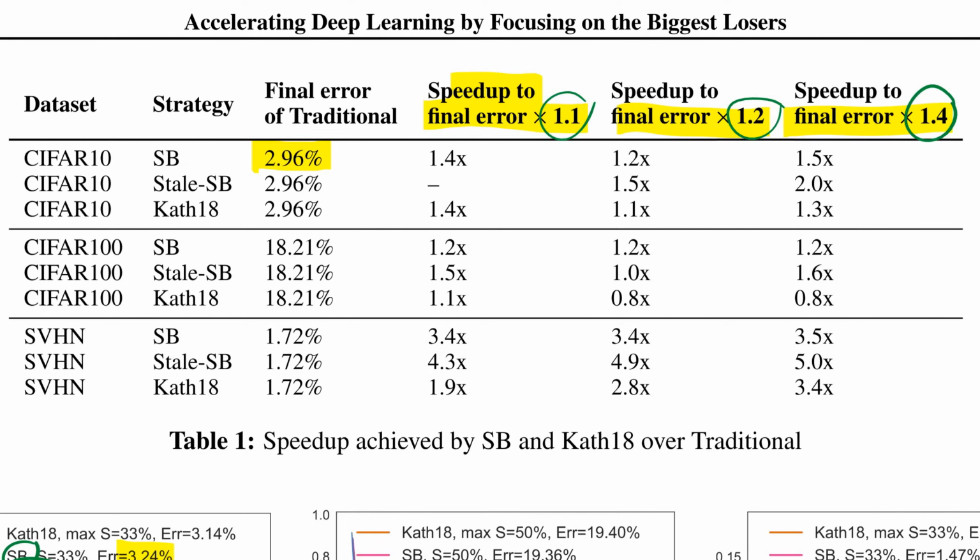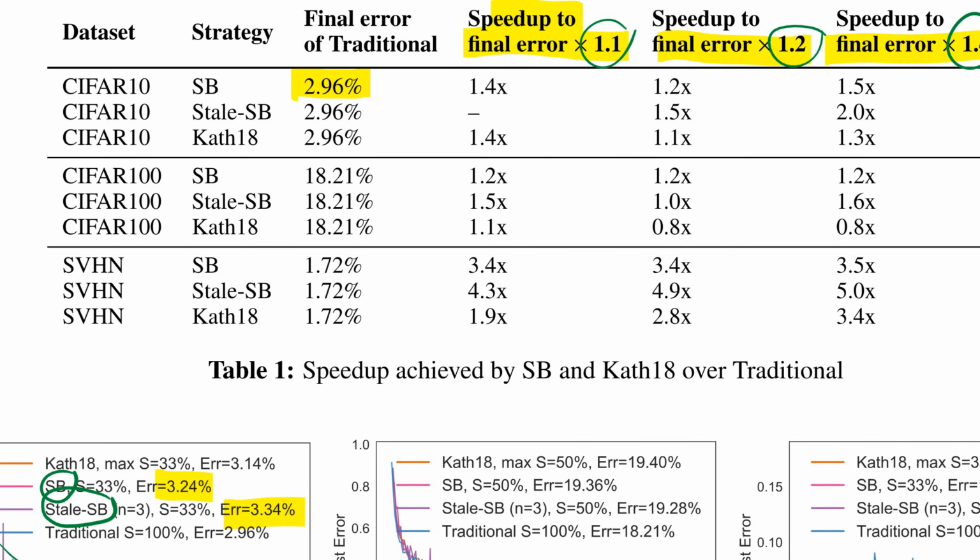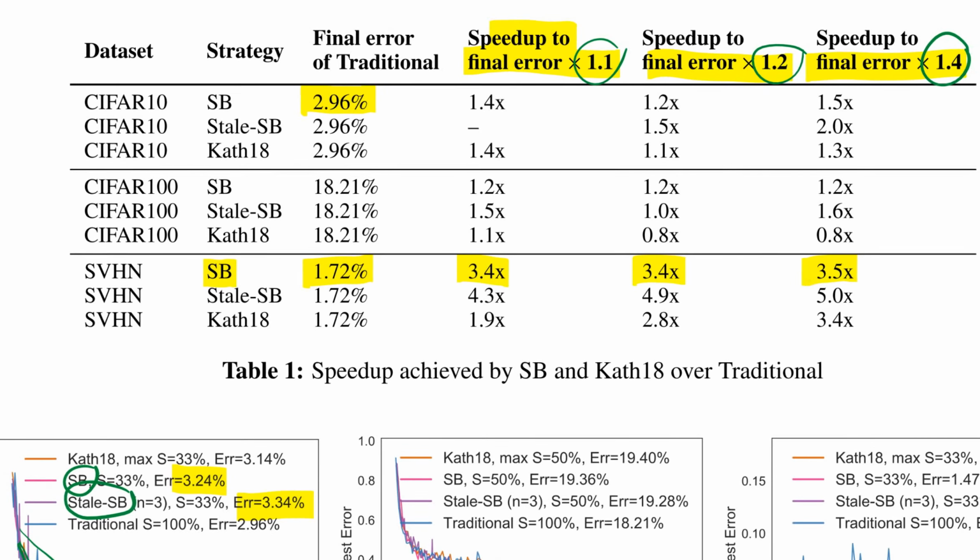And you can see here on CIFAR-10, for example. Actually, let's go to SVHN. SVHN is the easiest of the data sets, and it shows the most clear thing. So the traditional error is 1.7%, and you see that the Selective-Backprop is 3.4 times faster in reaching this 1.1 times the error of this traditional model, and it's also 3.4 times faster reaching 1.2 times, and it's 3.5 times faster in reaching 1.4 times.